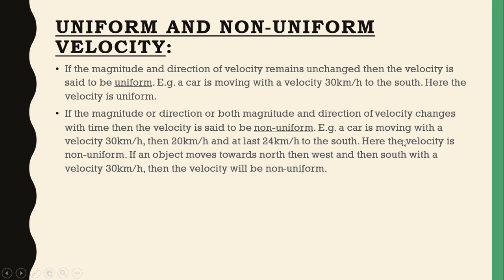Again, if we see that a car is moving at 30 km per hour, firstly towards north, then towards south, and then towards west, then we can see that the magnitude of velocity is constant, but the direction is different with respect to time. Here the velocity will also be non-uniform.